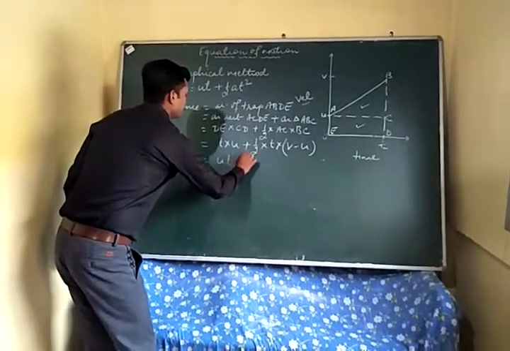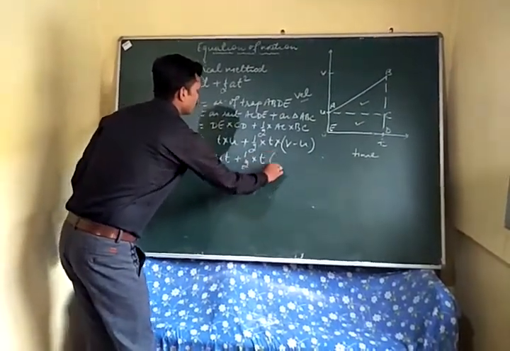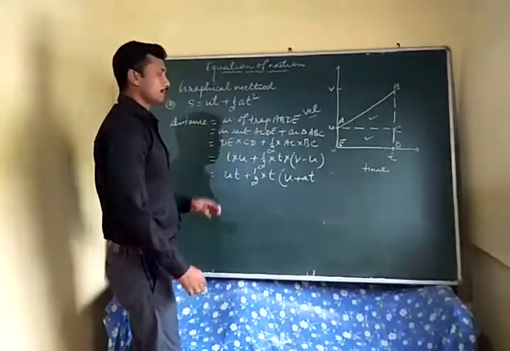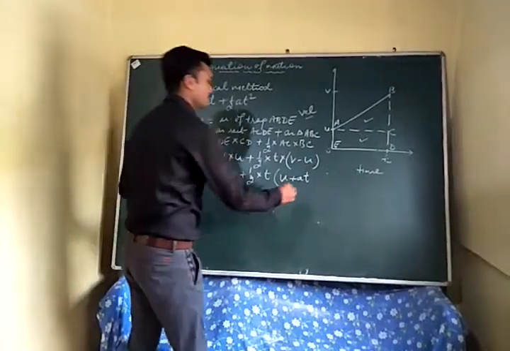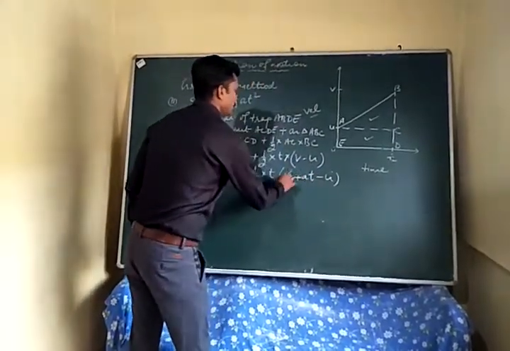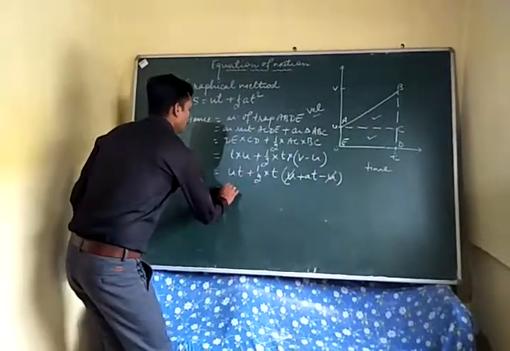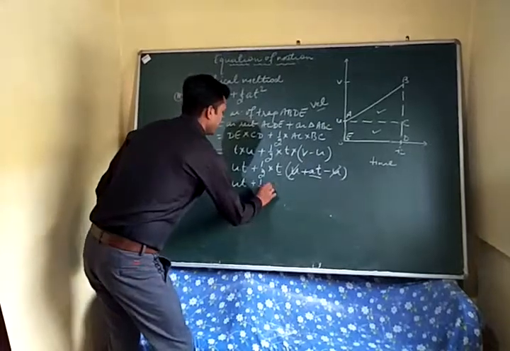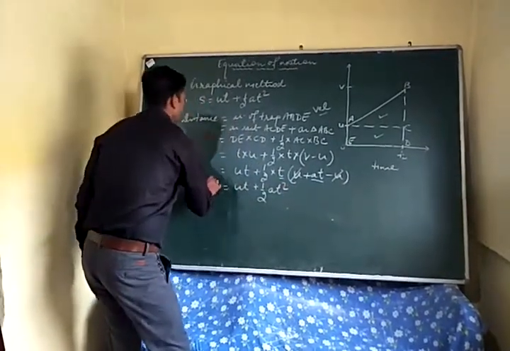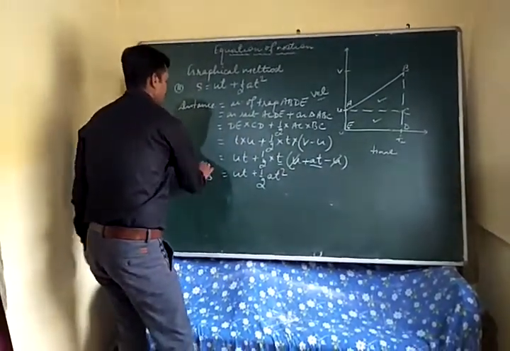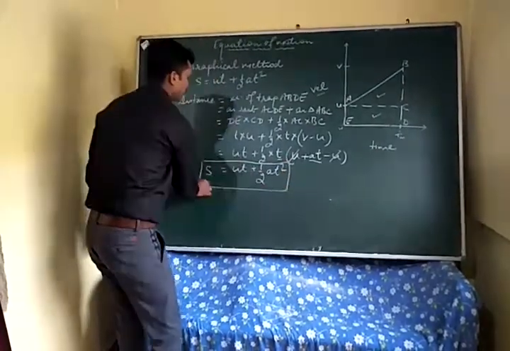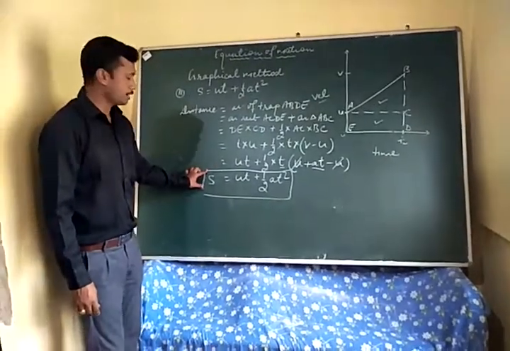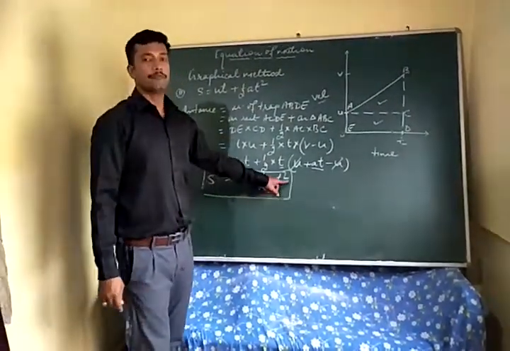Further we can write this v as u plus at, because we have already derived v = u + at as the first equation of motion, minus u. Cancelling this u, we can write ut plus half t into at, which will give at², and the distance can be written as s. So we got the second equation of motion, s = ut + ½at².